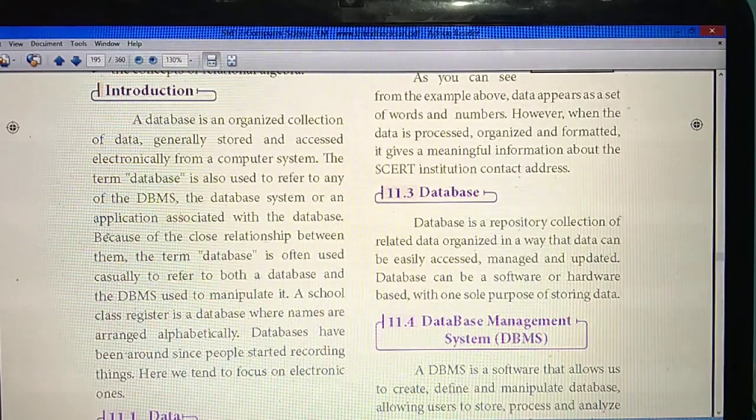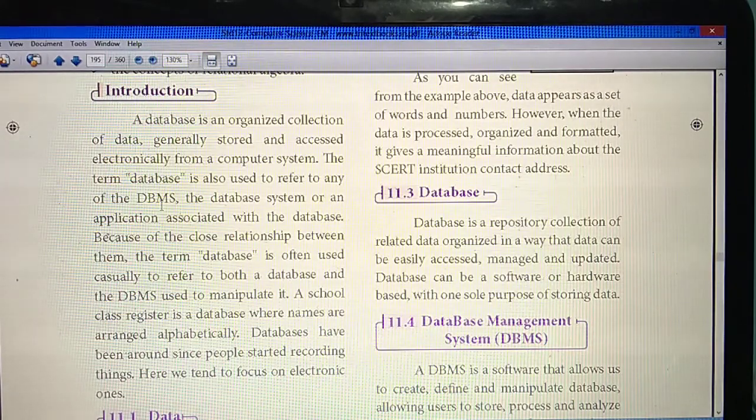The word database can also refer to another term called DBMS. Have you seen it? DBMS. What do we mean by DBMS? It means Database Management System.